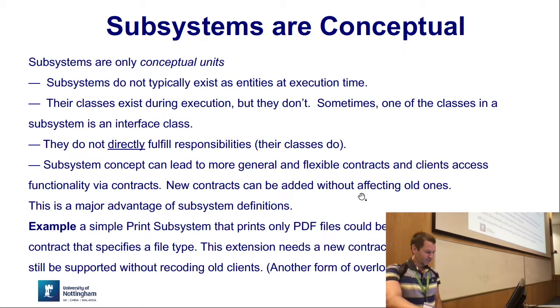Okay, so an example would be a print subsystem that prints only PDF files, but this could be extended to include other kinds of file types, right? And we don't have to know about the complexities inside the subsystem. All we need is to know about that interface.